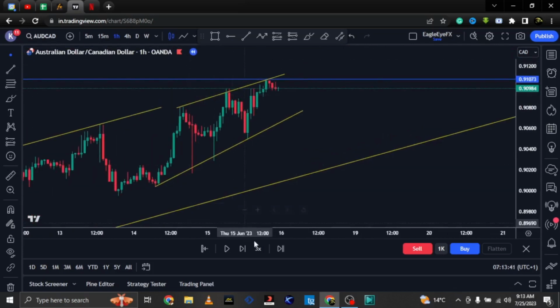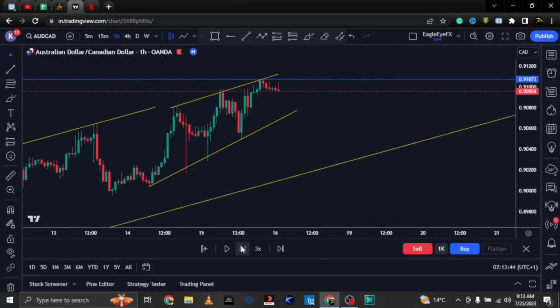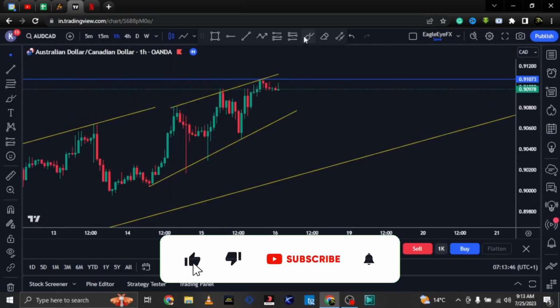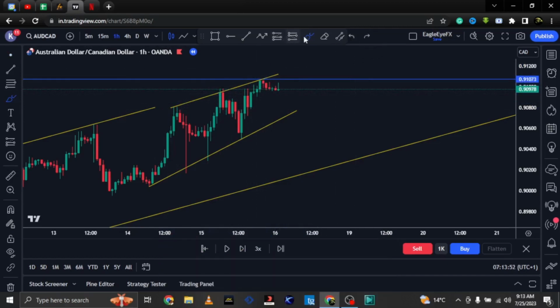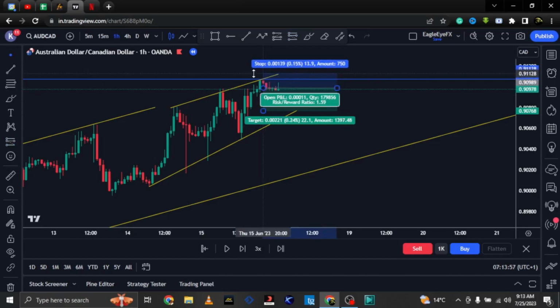So now look at that. What do you see over there? Let's play this out and see how it plays out. So we have our first touch over here, a second touch over here, and then this is our third touch. So this is the place where you can just enter the market. Enter the market over there, then look at your stop loss.